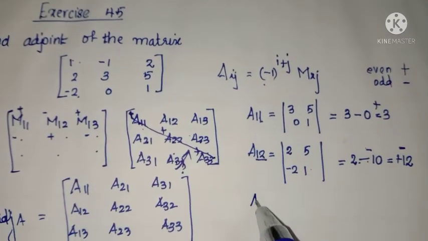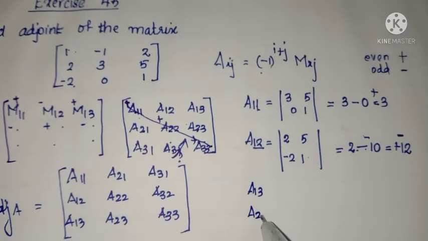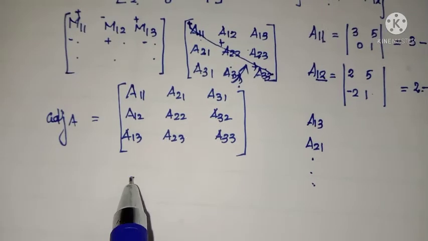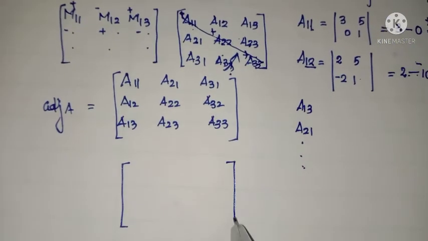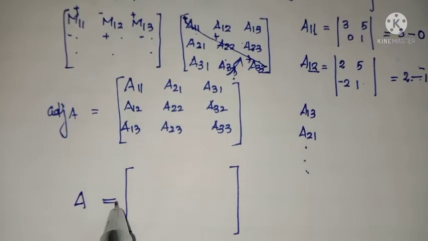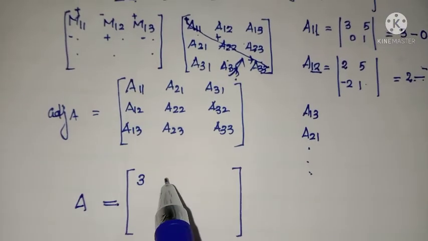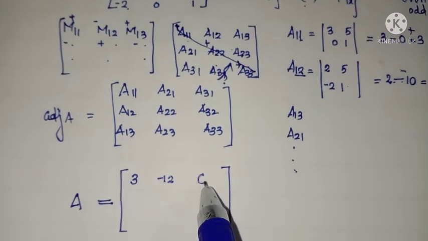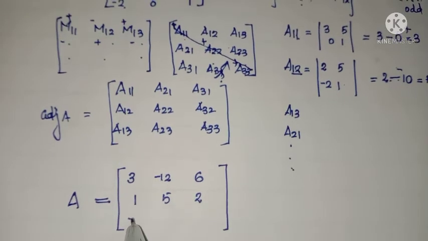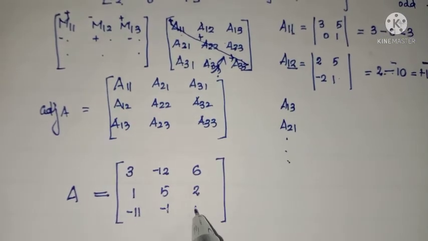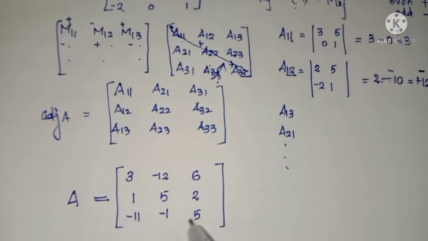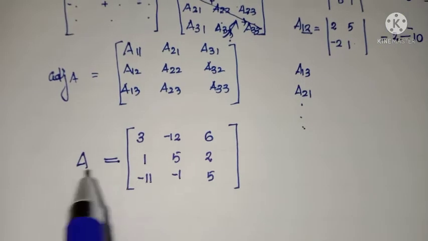Similarly, we can find A13, A21, A22, A23 and so on. So we get the cofactor matrix, denoted by capital A, as 3, minus 12, 6; 1, 5, 2; minus 11, minus 1, 5. You can find all the values and verify whether the cofactor matrix is correct or not.